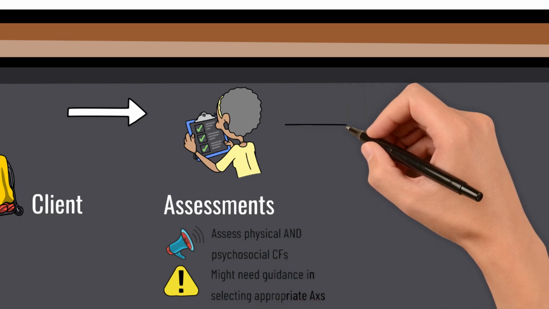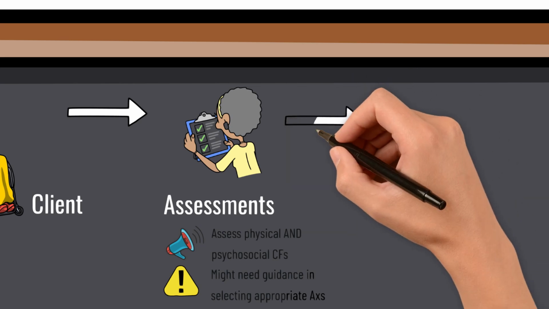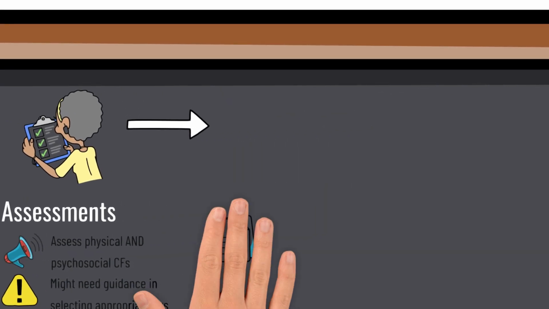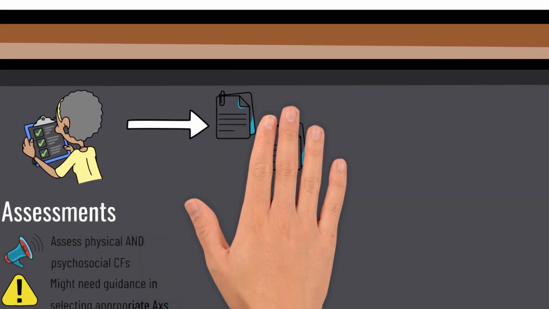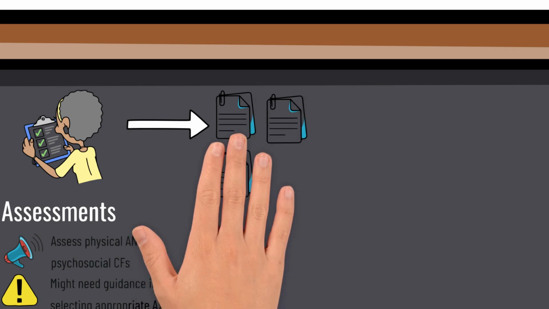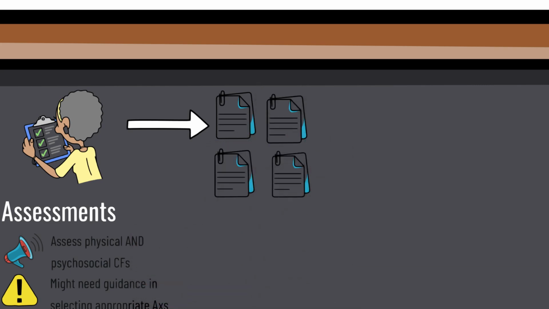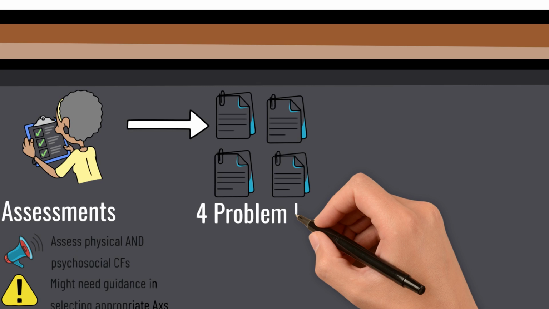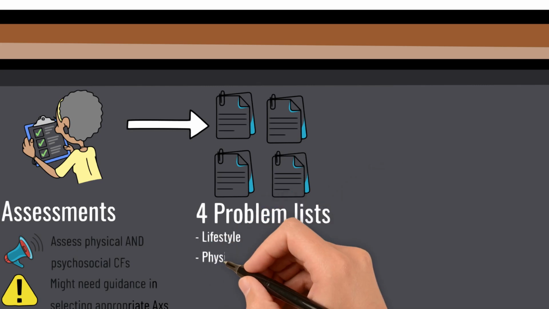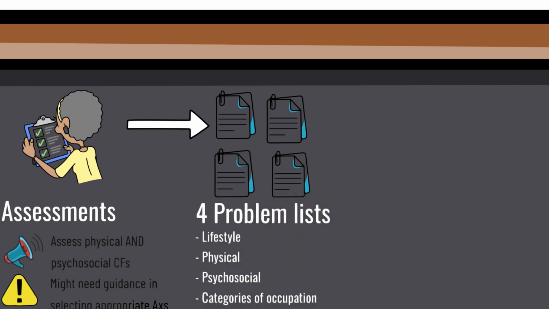After conducting all their assessments, they will then draw up problem lists. Problem lists are summaries or bullet points of all the assessment findings where the client has problems under 4 respective lists: lifestyle, physical, psychosocial, and the categories of occupation. These will later form into aims lists, which will be used in their daily treatment planning.